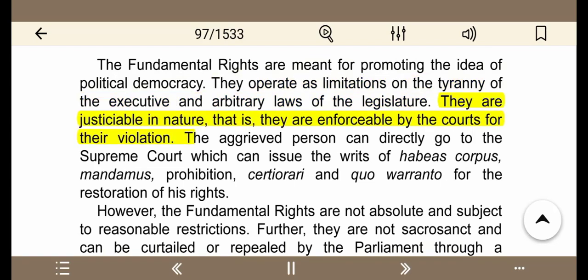They are justiciable in nature, that is, they are enforceable by the courts for their violation. The aggrieved person can directly go to the Supreme Court, which can issue the writs of habeas corpus, mandamus, prohibition, certiorari and quo warranto for the restoration of his rights.